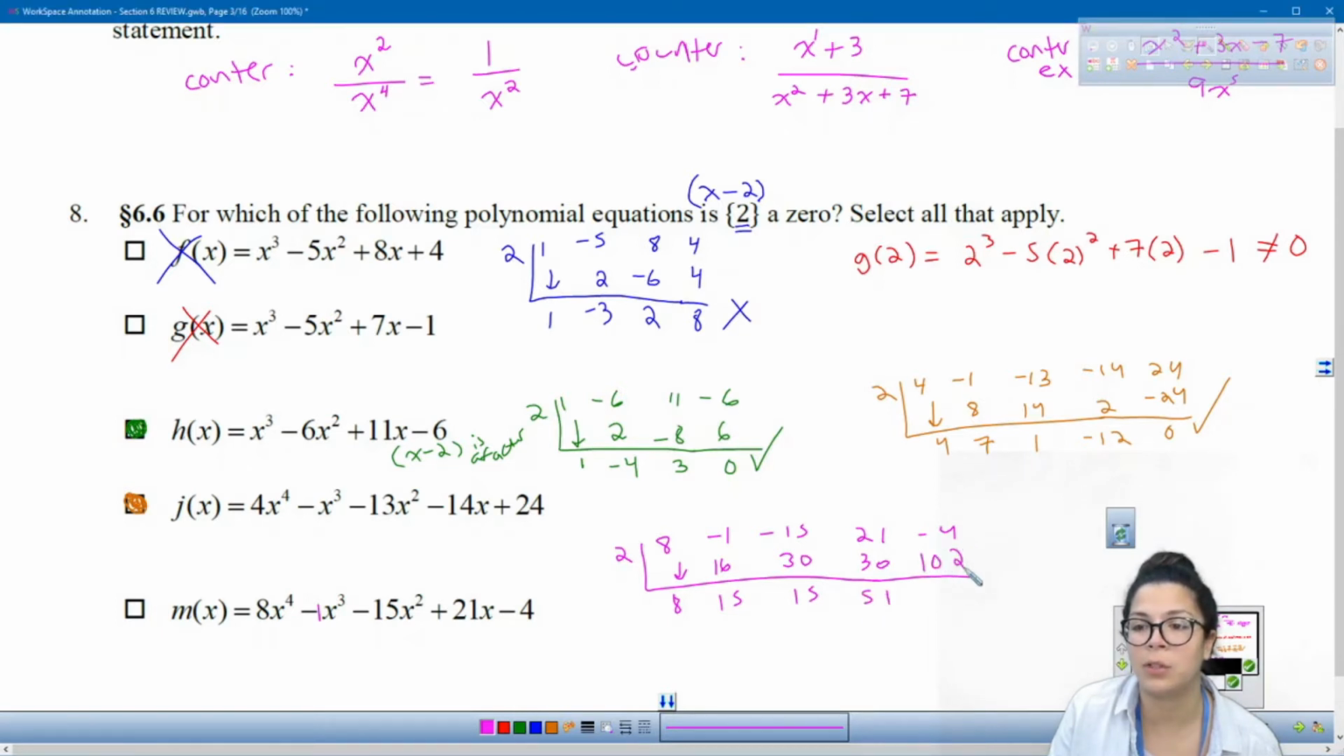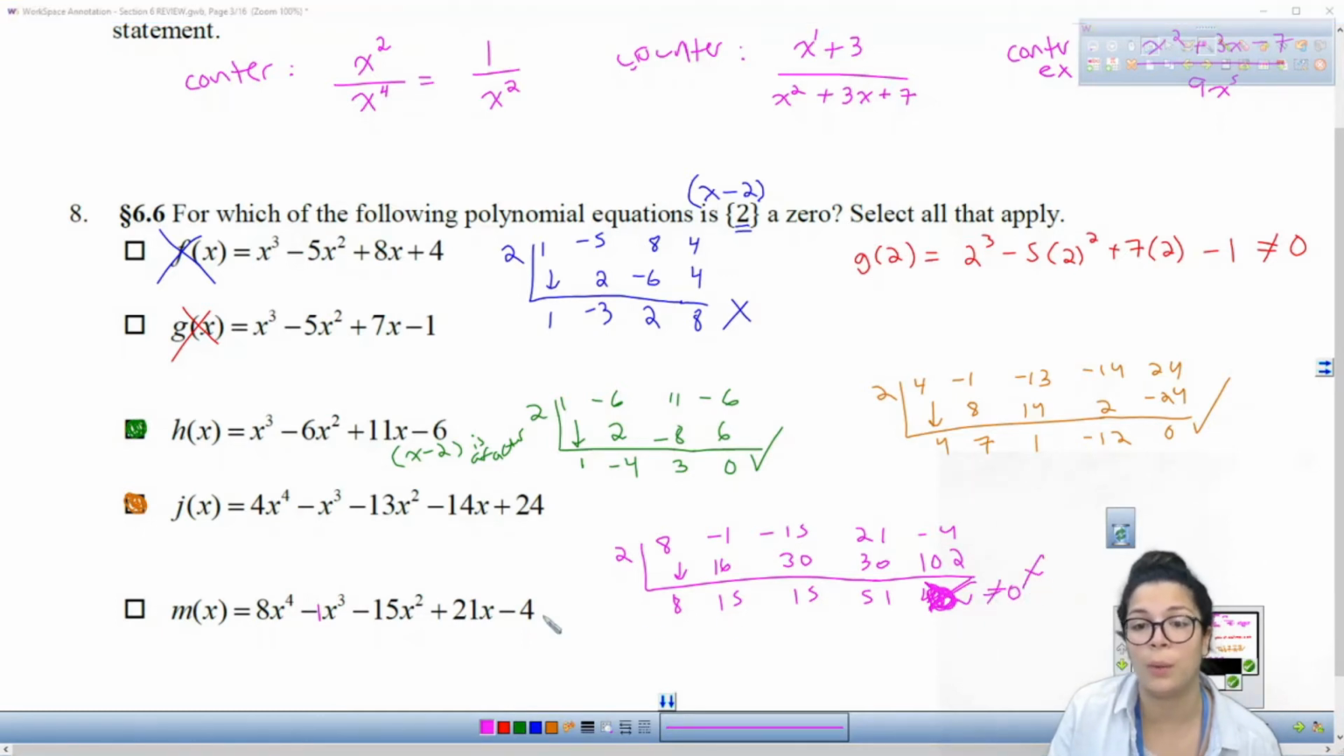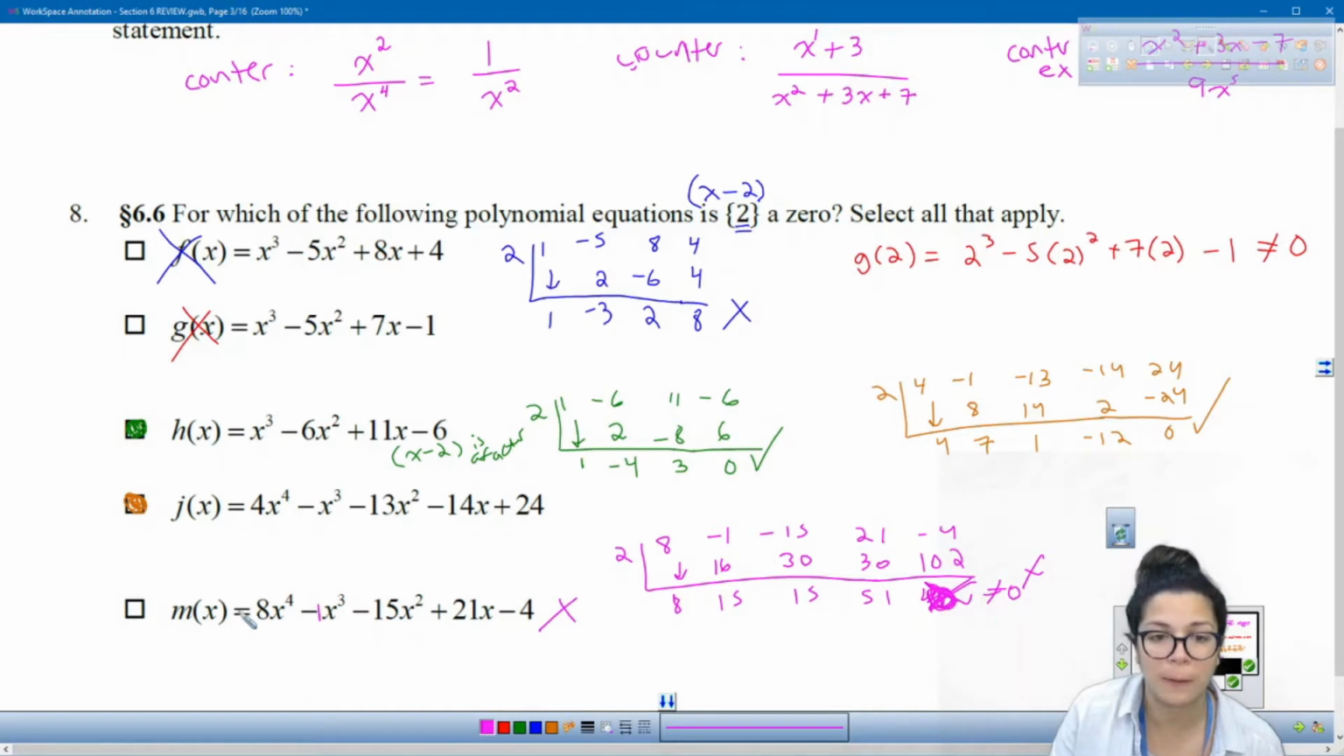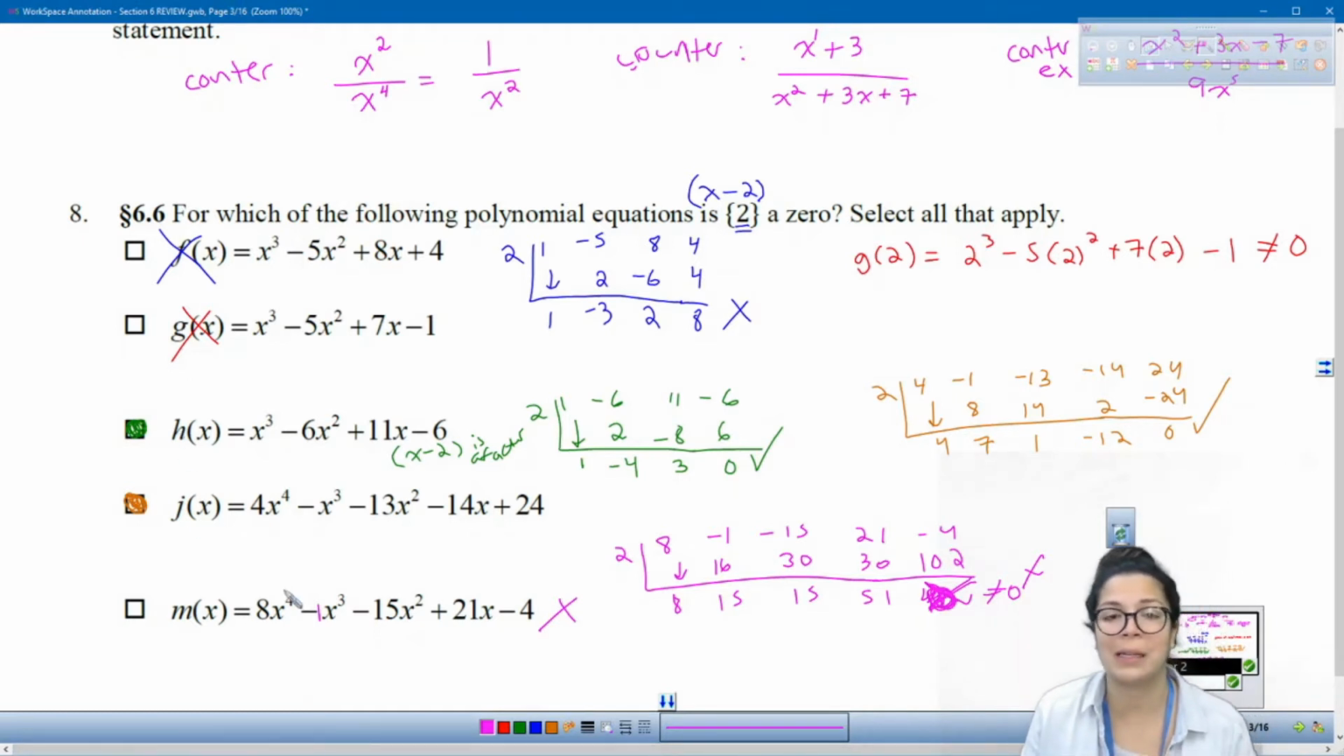Multiply, that's 102. Add vertically, we do not get 0. We get, actually, that would be like 90. Whatever, it doesn't matter what it is. The remainder, the problem is that it's not equal to 0. So no, it's not going to work for this one either. So the answers are H of x and J of x.